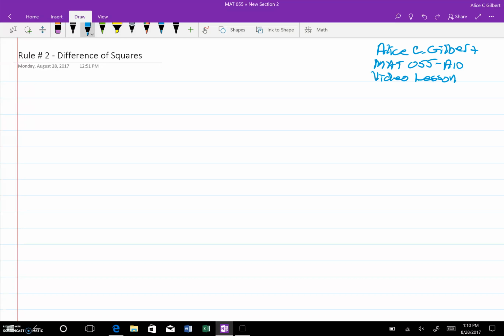Welcome back, everybody. So now we are going to work on rule number 2. The first part of this is difference of squares. Rule number 2 is all about special factoring forms. That just means things that are patterns. So listen carefully, please. This is so important.